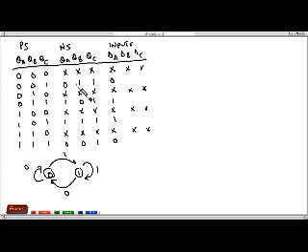QB 0 to 1 is a 1. 1 to 0, a 0. 0 to 1, a 1. And 1 to 0, a 0. Lastly, we have 1 to 1, a 1, 1 to 1, a 1, 1 to 1, a 1, and 1 to 1, a 1.